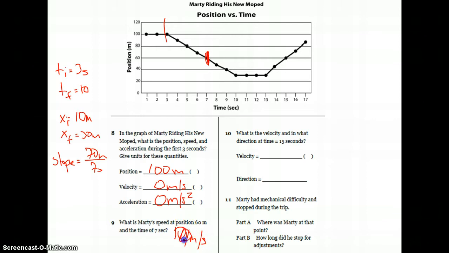10 meters per second. Sorry, I wrote that funny. You know what it should be.